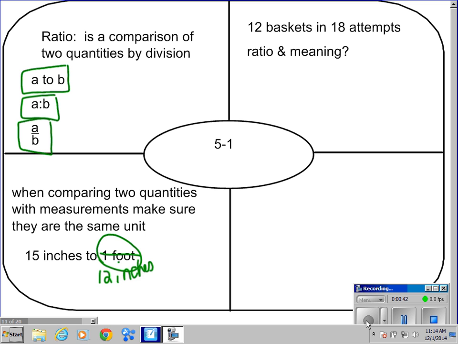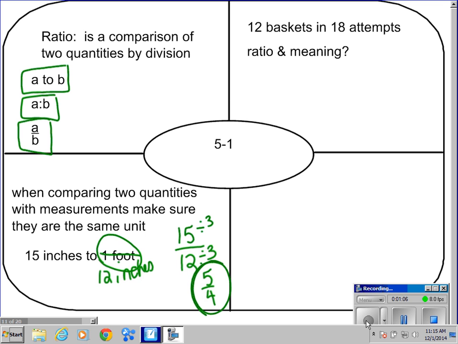All right, now as a fraction, the first number is our numerator, the second number is our denominator, and then let's reduce. What could you reduce both the 15 and the 12 by? 3. So divide by 3, and what would I end up with? 5 over 4. Now, here's the big thing.